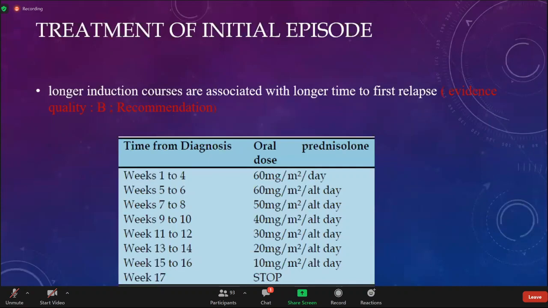This is a modified version of the KDIGO guidelines that tapers it off over 3 months duration. There is some evidence that longer induction courses are associated with a longer time to the first relapse. But recent studies have shown that after 2 years from the initial episode, the duration you treated at first was not going to alter the relapse rate.